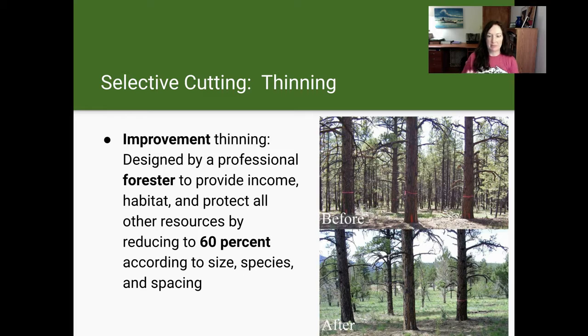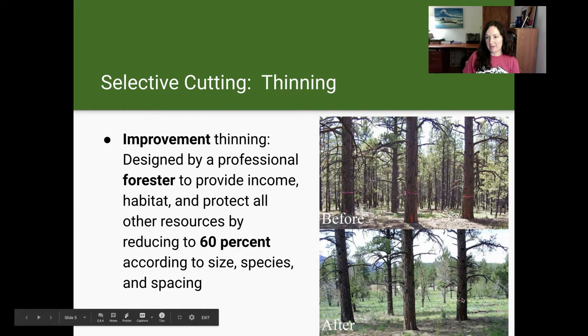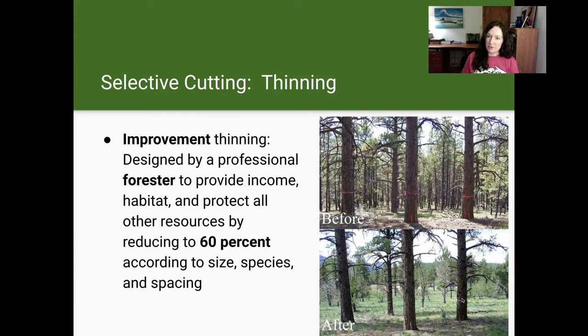And it's just another type of thinning or selective cutting down some of the forest, as you can see in this picture, the before and after, taking out certain types of the forest to promote either profit or ecosystem health.